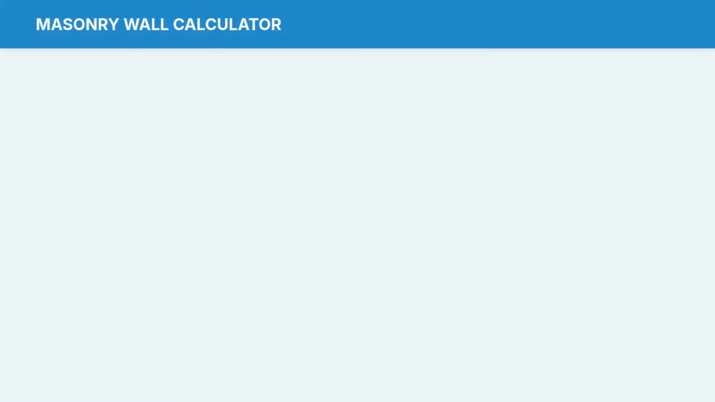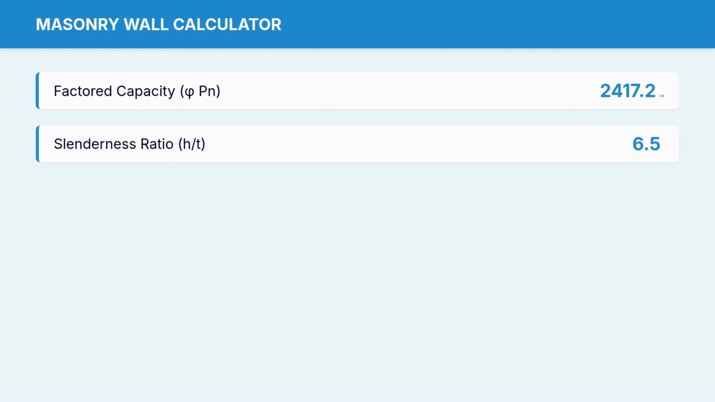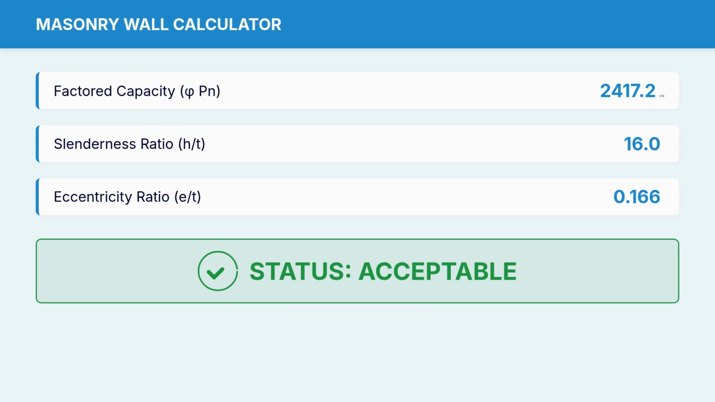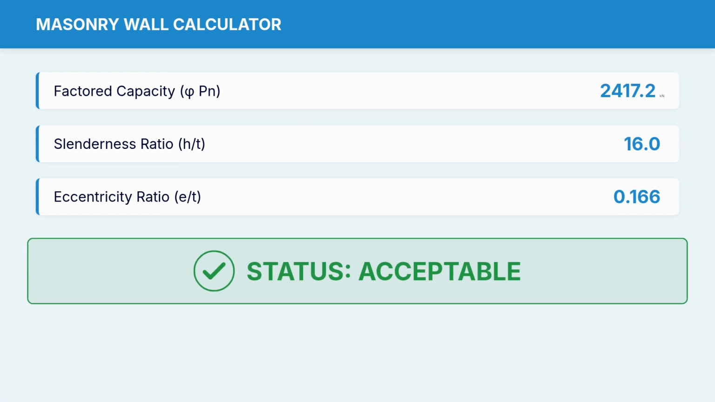After clicking Calculate, the results show phi Pn equals 2417.2 kilonewtons, which is the factored axial load capacity. The H over T ratio is 16.0, indicating the wall slenderness. The e over T ratio is 0.166, showing the eccentricity ratio. The status shows acceptable, confirming the wall design meets capacity requirements.